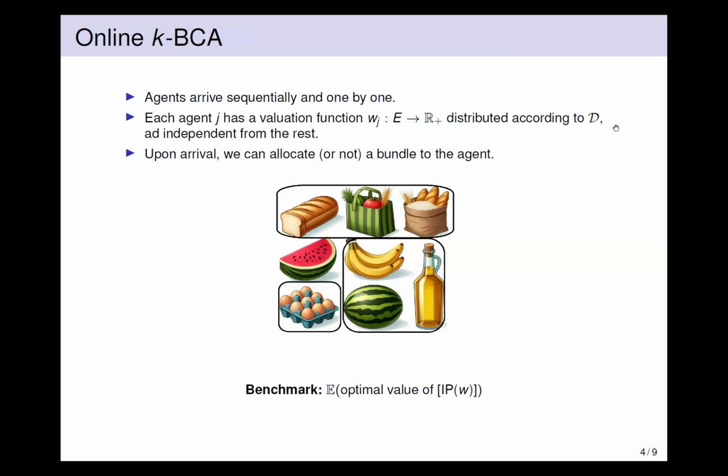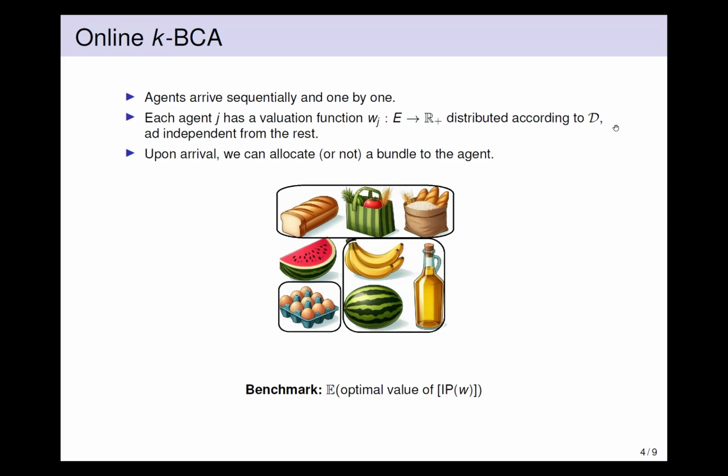So then in my setting for now, let me assume that every agent has a valuation function that is drawn according to some distribution. Okay, so it's a random valuation. And it is even the same for everyone. So then I'm in the IID setting for now. And then upon arrival, I have to allocate or not a bundle to the agent. So again, a feasible solution should look like this: they cannot intersect. Every item is allocated at most once.